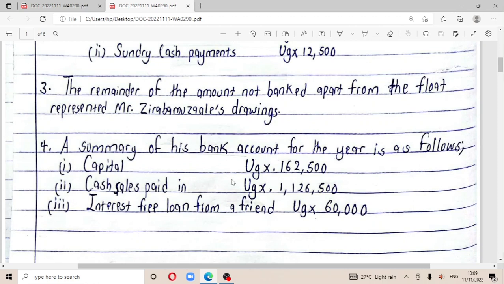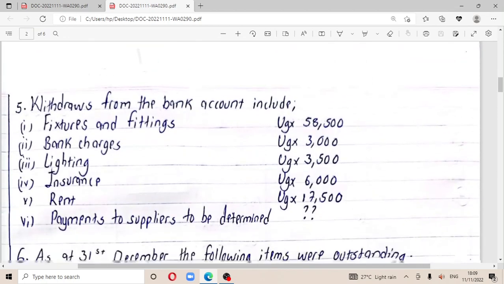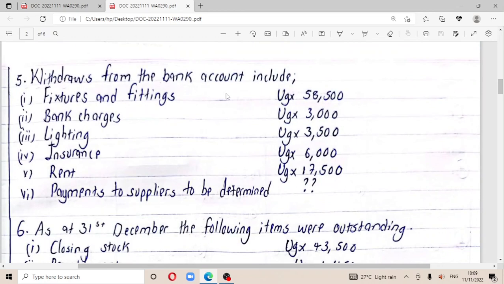So a summary of his bank account for the year is as follows. We're having the capital, and also the cash sales paid in. Then the interest-free loan from a friend, and the withdrawals from the bank account. We're having the fixtures and fittings, bank charges, lighting, insurance, rent, and payments to the suppliers to be determined. That means we are going to use the creditors control account to determine this.